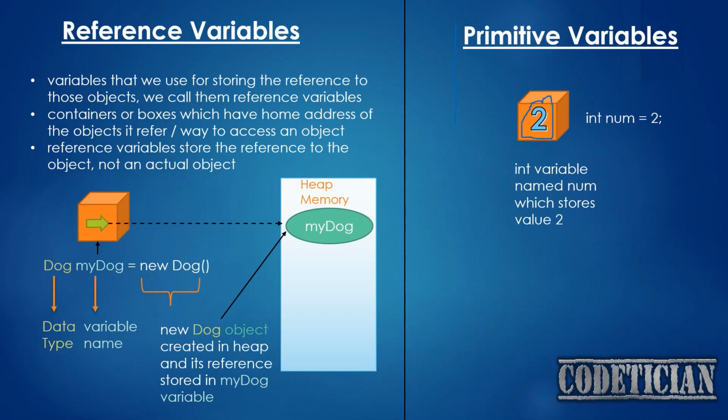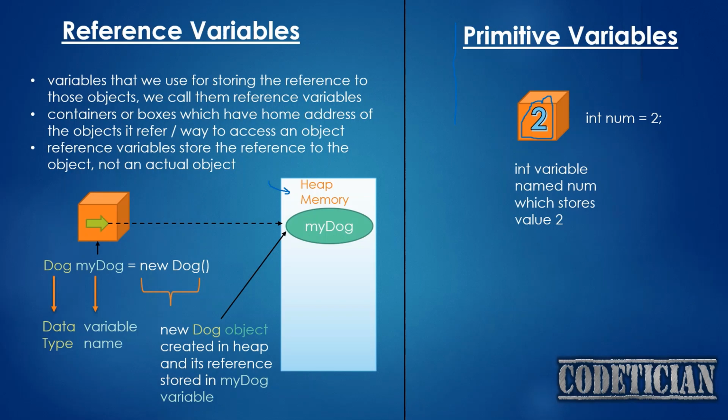This is in contrast with reference variables, because reference variables don't store the actual objects. They store the address of that object. The actual object is stored in heap memory, and primitive data types are stored in the stack memory. What is heap and what is stack, that also we will study later.